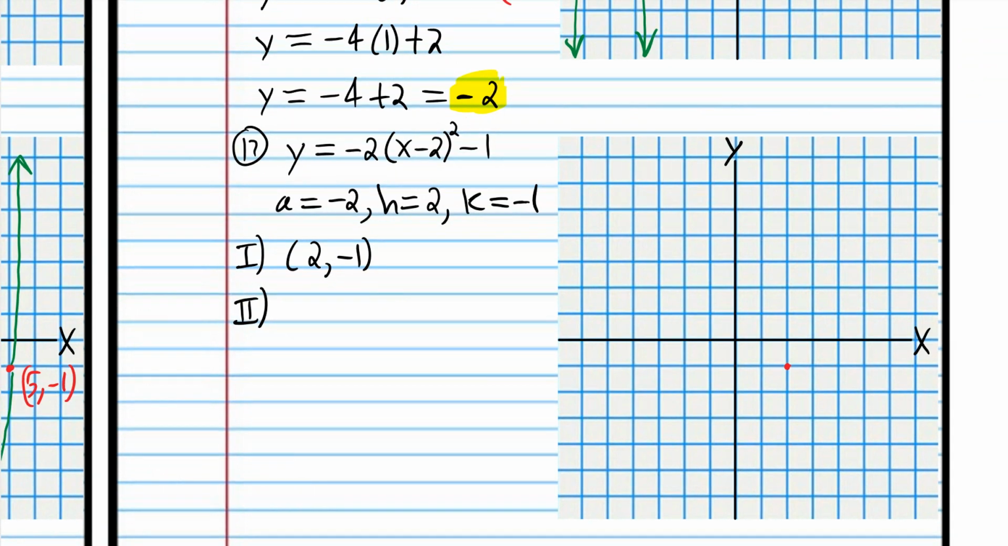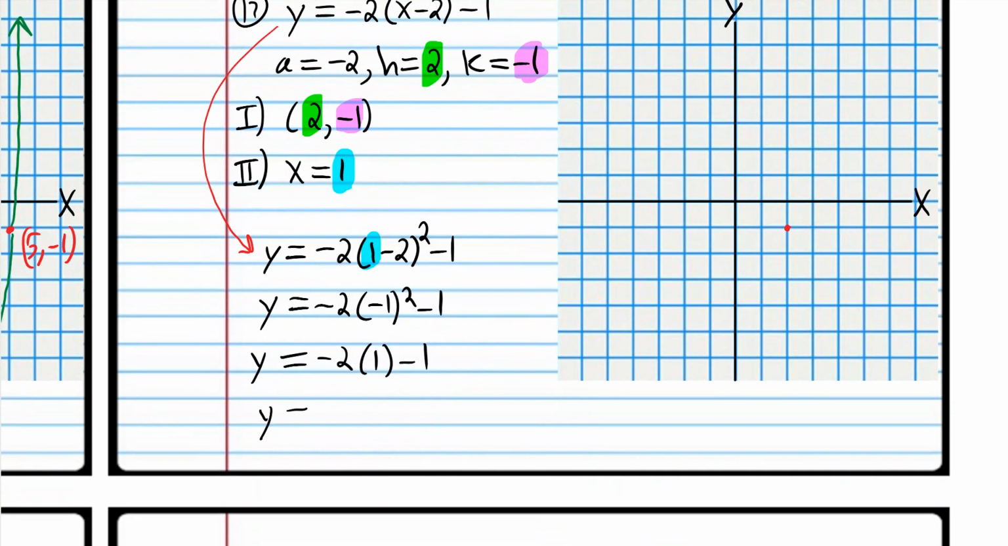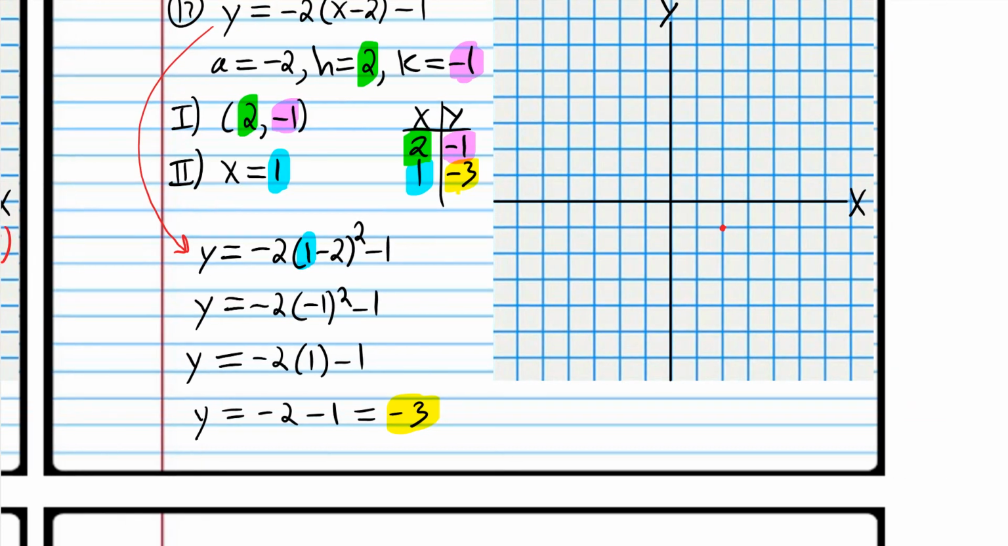So I'm going to try x equals 1. So now we're going to find the y value when x equals 1. So following order of operations, we get -3. Now we can put the points in our table. And let's plot the points. (2, -1), we already got that, and (1, -3). And that would be (3, -3).